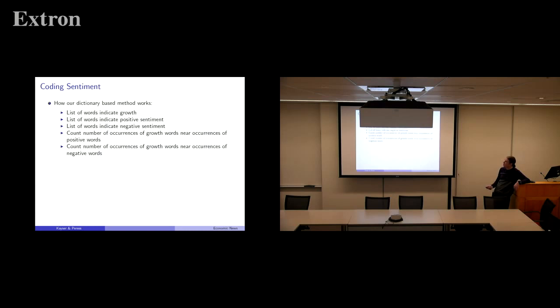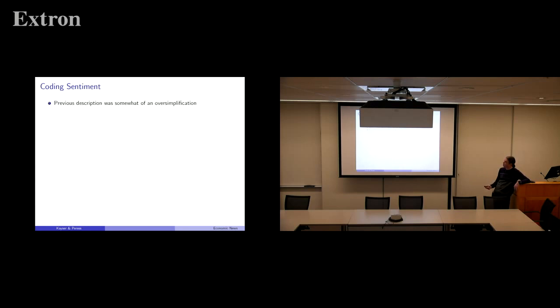Then what we do is we count the number of occurrences of growth words that are near positive words and the number of occurrences of growth words that are near negative words. And then growth sentiment is just the fraction of positive words, where the denominator is the sum of these two things: growth words near positive words and growth words near negative words. So the fraction of that would be the positive sentiment on growth.